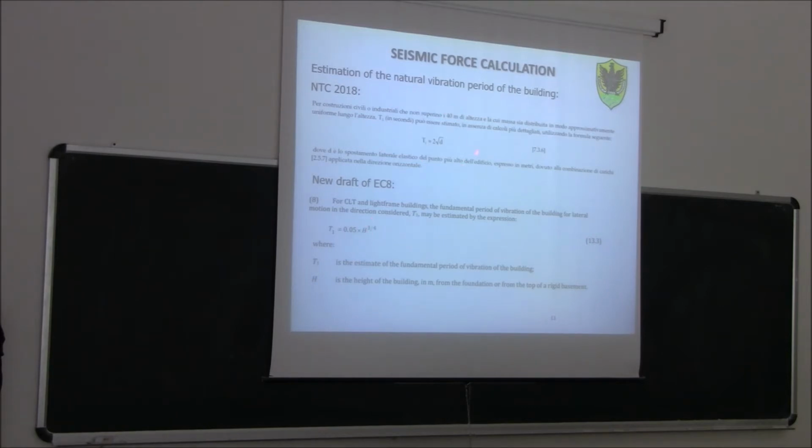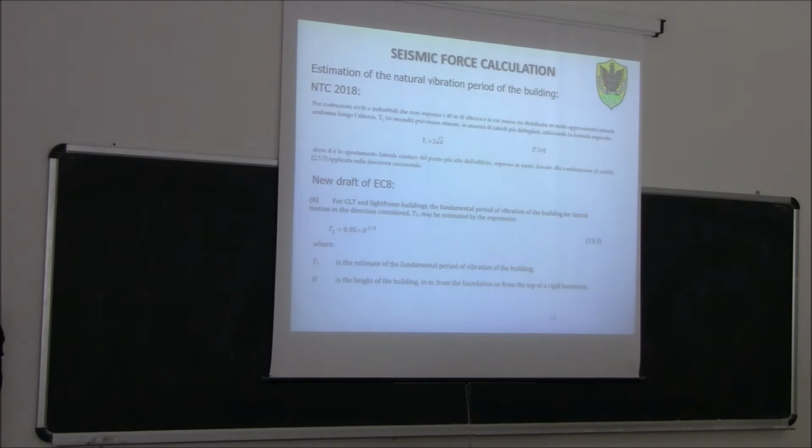The new regulation will actually suggest a different relationship: 2 times square root of d, where d is the lateral displacement on the top of the building. So this will be the lateral displacement on top of the building due to the seismic load condition. The problem with using this equation is that we could use it only once we have already designed the building.